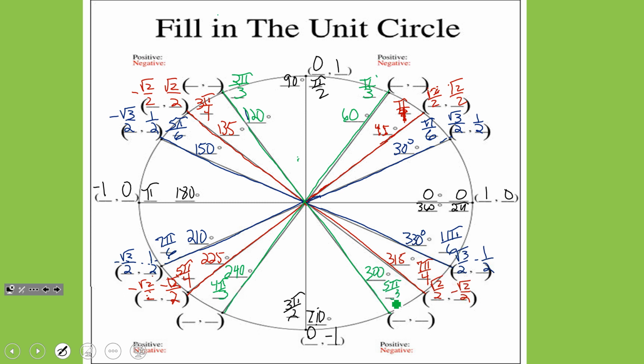And then you know your coordinates are going to be 1/2 and square root of 3 over 2. So this is negative 1/2 and square root of 3 over 2. Down here is going to be negative 1/2 and negative square root of 3 over 2. And then on this side is going to be 1/2 and negative square root of 3 over 2. And then we have it all filled in.